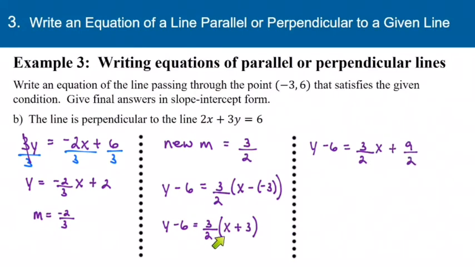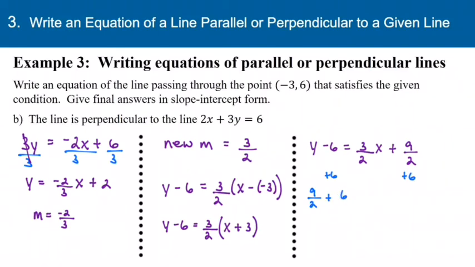And so I did 3/2 times x and got that. 3/2 times 3 and got 9/2. And now I need to add 6 to both sides. Of course, 9/2 plus 6 is hard to do mentally, but it's not hard to do if you jot it down. We'll do 9/2 plus 6.